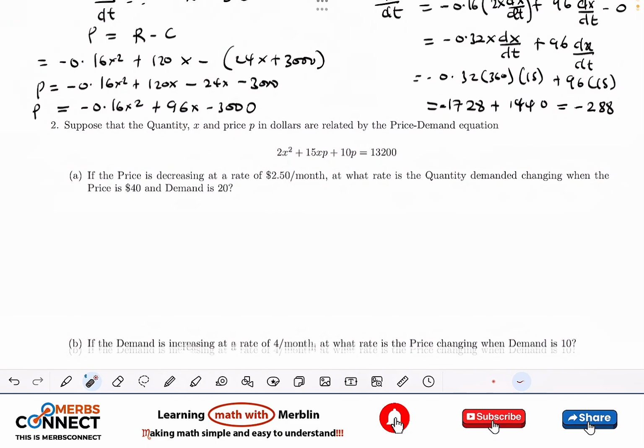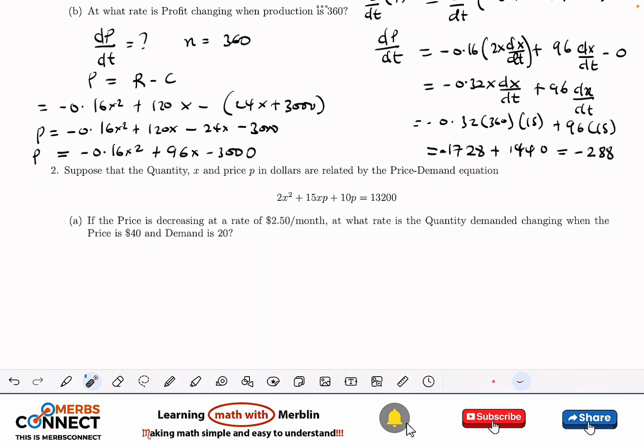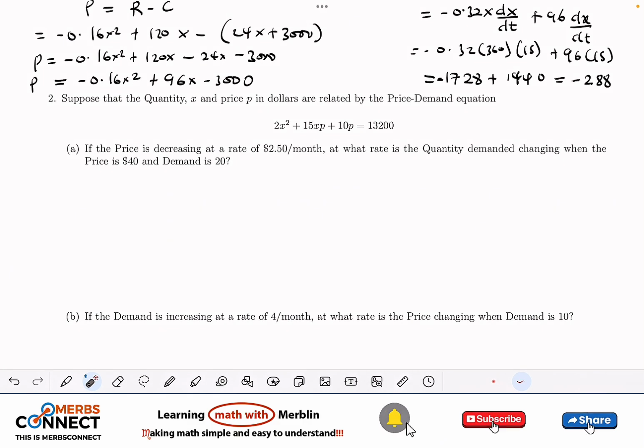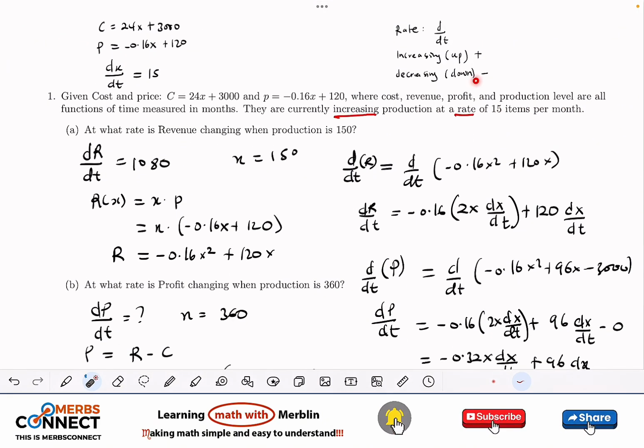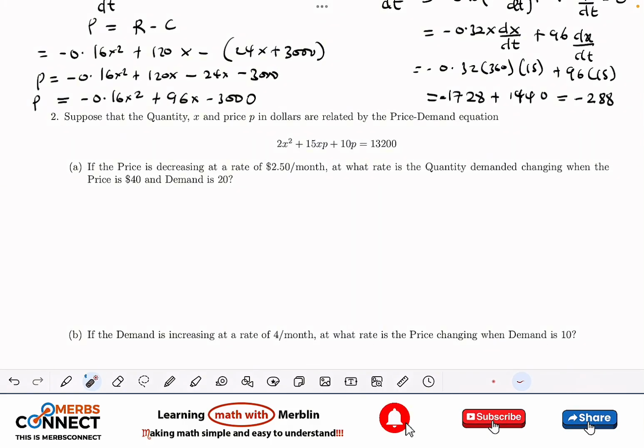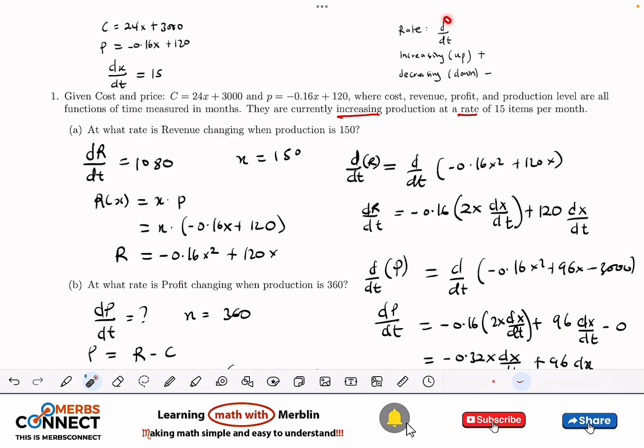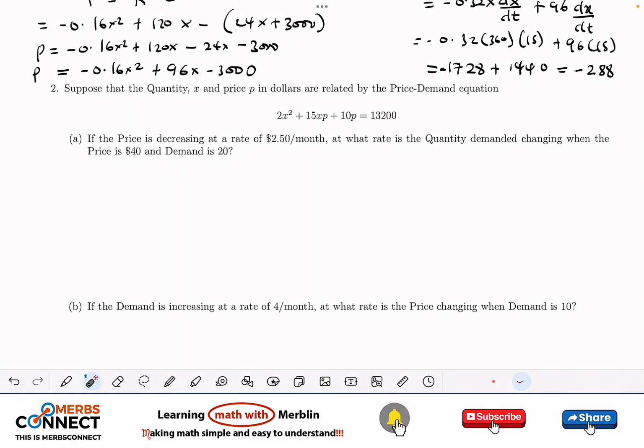Let's look at 2. So this is dp over dt, what we were looking for. So in 2, quantity is x, price is p, and the price demand equation is given to us right here. Good. So let's read A and extract information. If the price is decreasing, what do we have? Minus. Okay. So when price is decreasing at a rate, what do we have? d over dt.